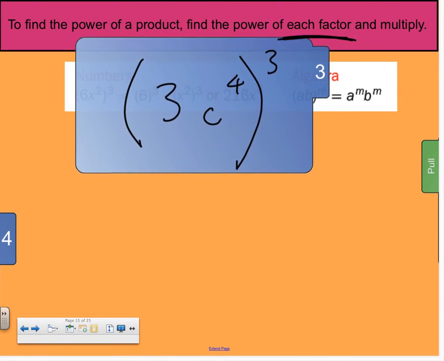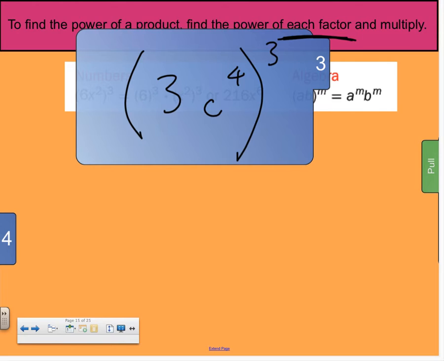Here we have 3c to the fourth raised to the third. Someone tell me, what are the factors? How many factors do I have inside the parentheses, and what are they? Tay. How many factors do I have? Two. And what are the factors? No, 4 is an exponent. What are my factors, Dallas? 3 and c. So here are my factors, 3 and c.